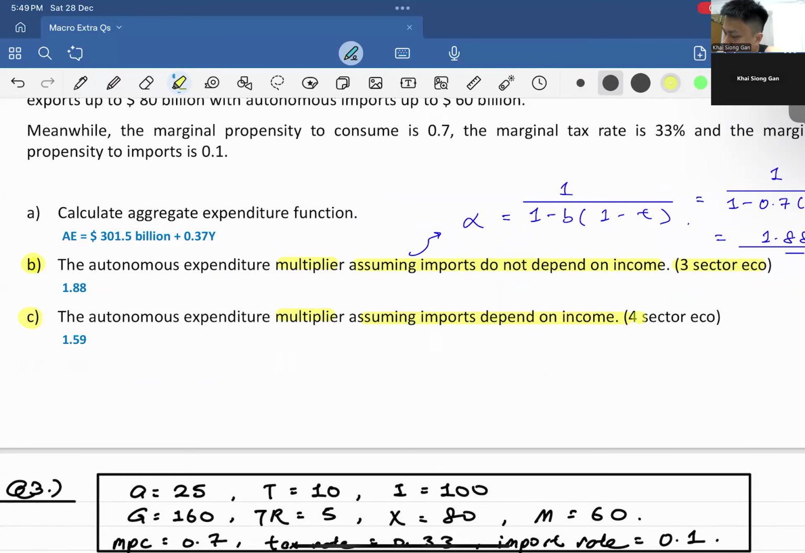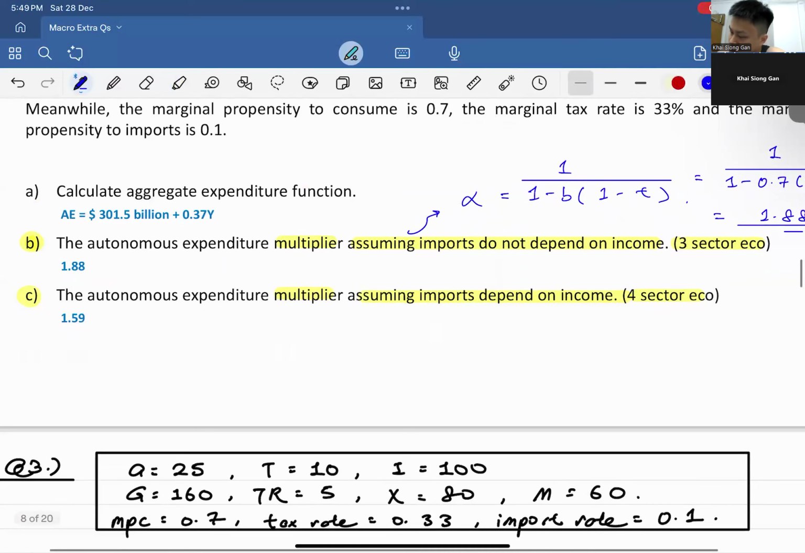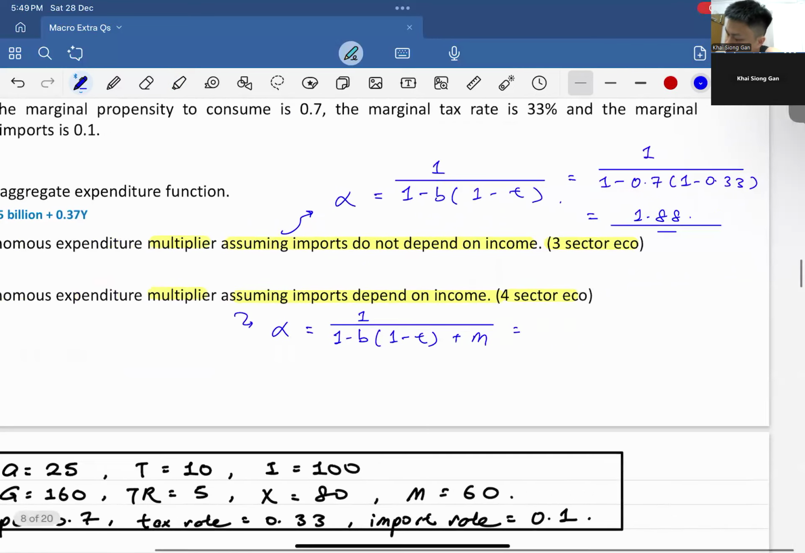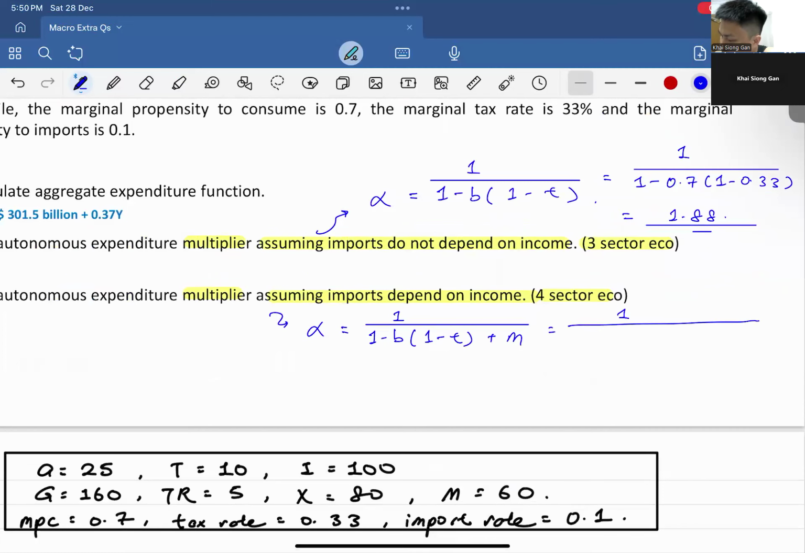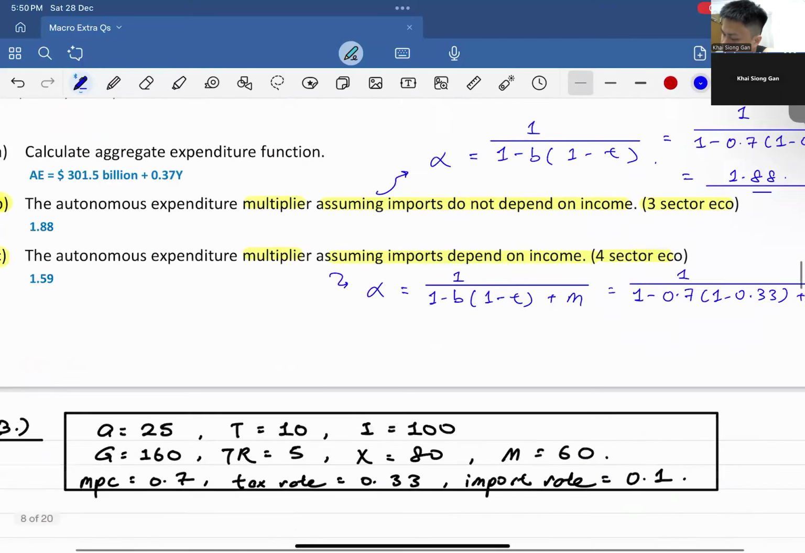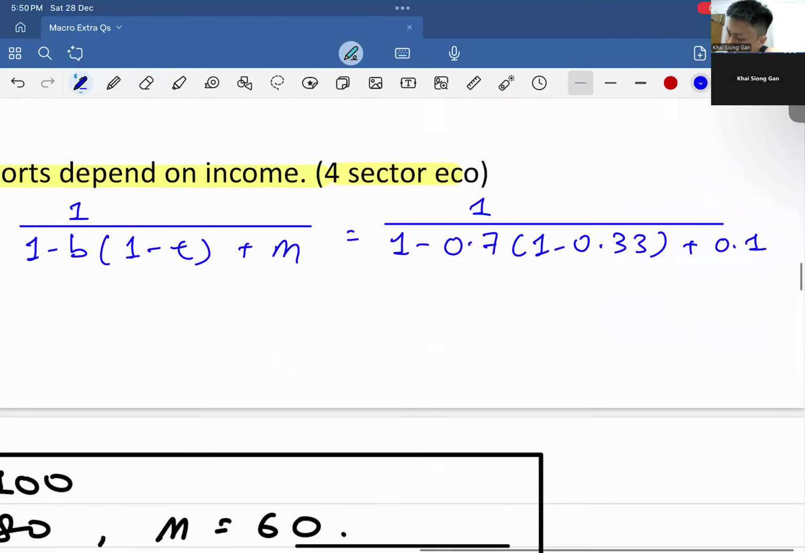Now, if you are being asked to calculate the multiplier, assuming imports depend on the income, that means there's an import component, which we call a 4 sector economy. So then we use the multiplier for 4 sector. Don't forget the formula. A lot of students will forget the formula on that day itself because no formula sheet is provided for econs. Okay, so now you have the imports component. So now you substitute all the values in and calculate the multiplier again, and let's see what happens then. So MPC 0.7, tax rate 0.33, and then import rate is 0.1. So just do the simple maths, remember to calculate using the calculator and key in correctly so that you don't make any mistake by yourself.